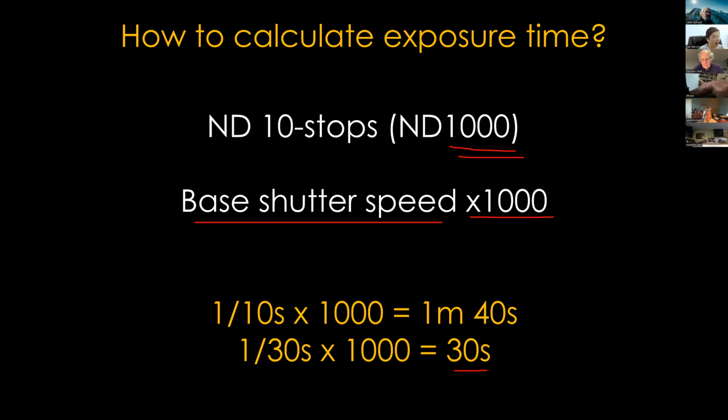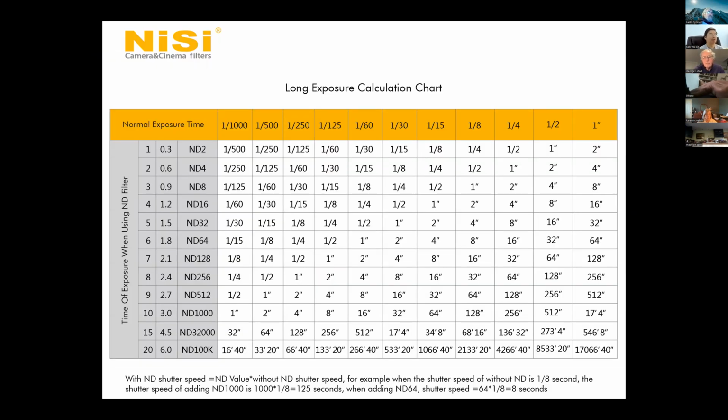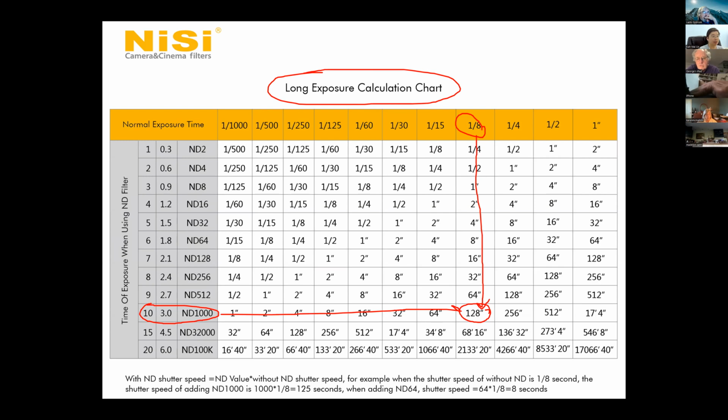If you can't calculate, then you have to use something else. You can go online, go to Google and just search for a long exposure calculation chart. It's easy to use. For example, you are using a 10-stop ND filter, and if your base shutter speed is 1/8 second exposure, just look at the resulting exposure time, 128 seconds.